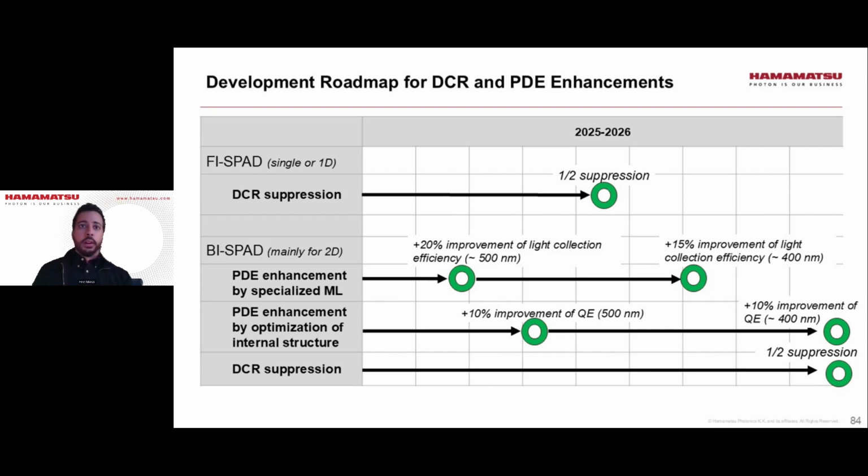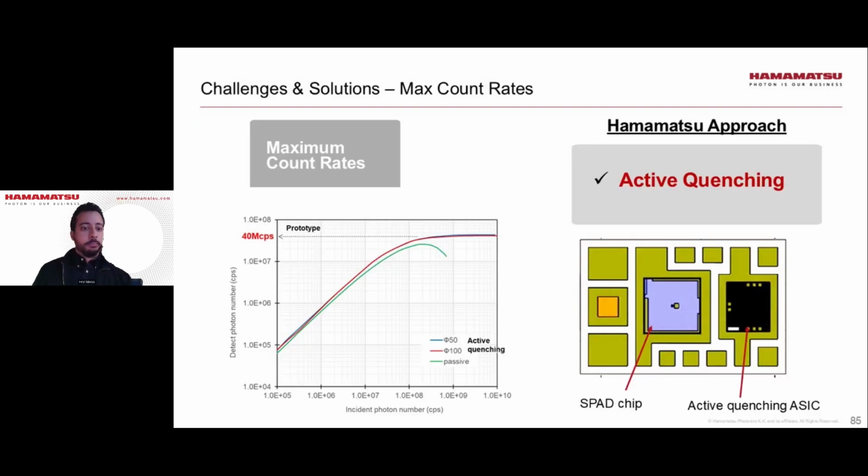To look at our short-term development timeline as it relates to dark noise suppression and PDE improvements, I mentioned the internal structure optimizations to improve PDE, as well as the micro lens technology that we're looking at to help improve the light collection efficiency and reduce the dark counts.